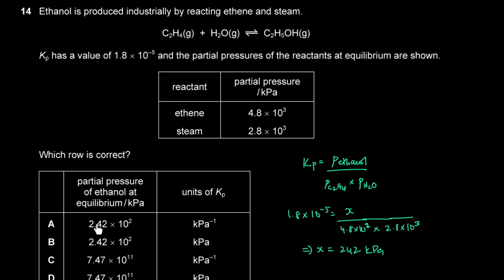So the answer is A or B, right? 2.42 into 10 to the power of 2. And then the units for Kp are pressure divided by pressure squared, right? We have pressure in the numerator and we have pressure times pressure in the denominator. The units over here are 1 over P, which is 1 over kilopascals, which is kilopascal inverse. So the answer is A.